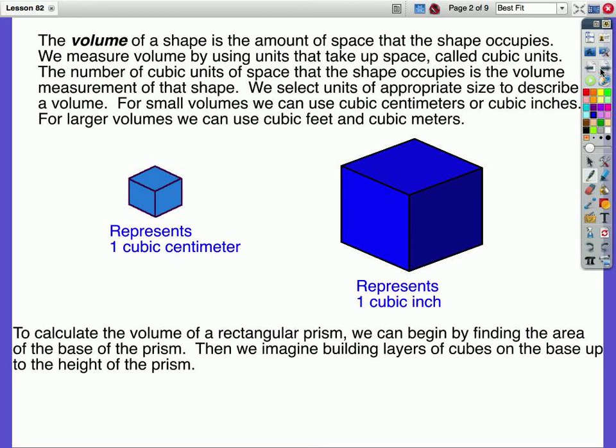So we select units of appropriate size to describe a volume. For small volumes, we can use cubic centimeters or cubic inches. For large volumes, we can use cubic feet or cubic meters. So there's just some representation of cubic centimeter, cubic inch. Okay. So to calculate the volume of a rectangular prism, we begin by finding the area of the base of the prism. Okay. Then we imagine building layers of cubes on the base up to the height of the prism.